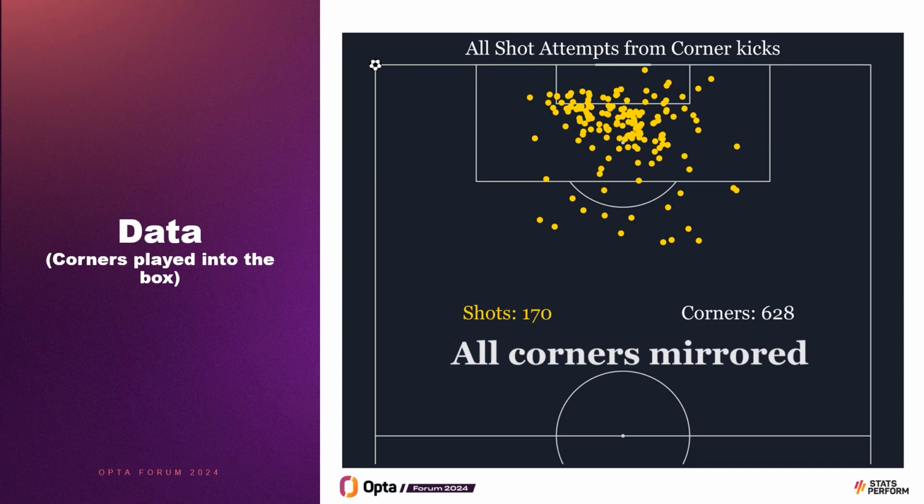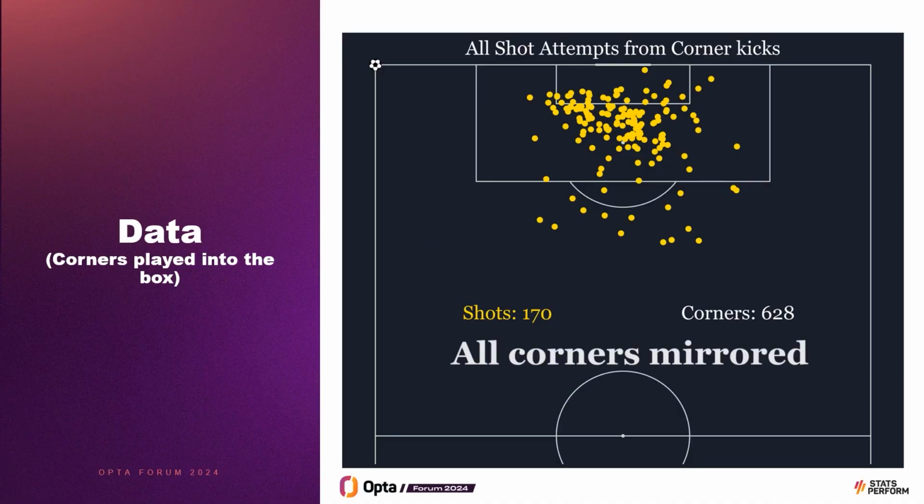The data used for this particular research comes from the 2021-22 season of Ligue 1, and takes into account only the corner kicks which were taken into the box, so we've removed the corners that were taken short. Out of the data, we found there were 628 different corner kick situations, out of which 170 resulted in shots. We've also mirrored everything to be taken from the left corner in this particular image, and here you can see the shot locations of various corners in the data.